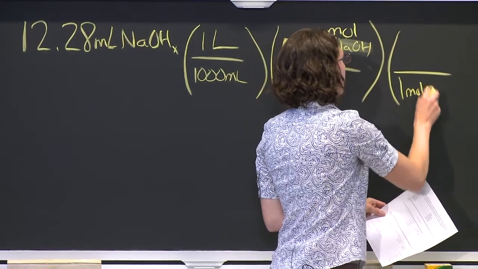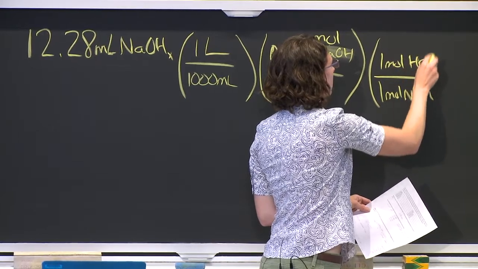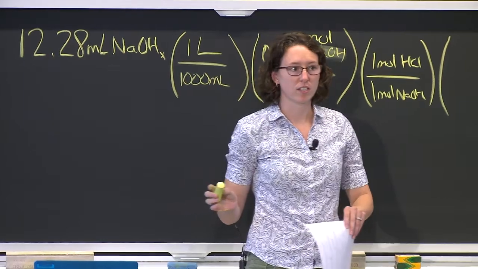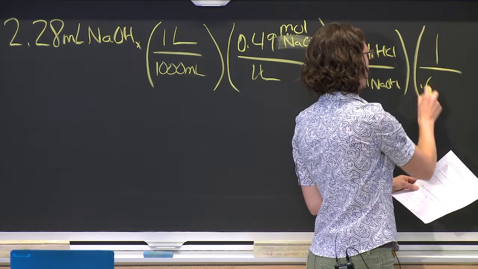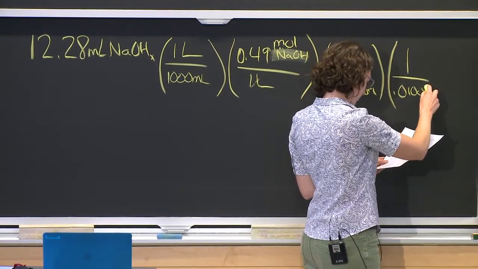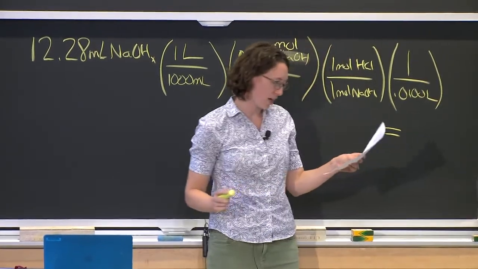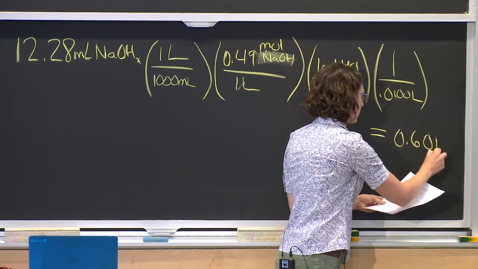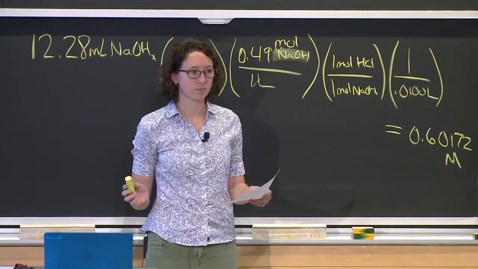1 mole of NaOH to 1 mole of HCl, and then we have moles of HCl, and then the last step is to divide by our volume of HCl, which in this case is 0.0100 liters, or 10.0 milliliters. That should give you, if anybody did it out, 0.060172 molar. Hopefully.